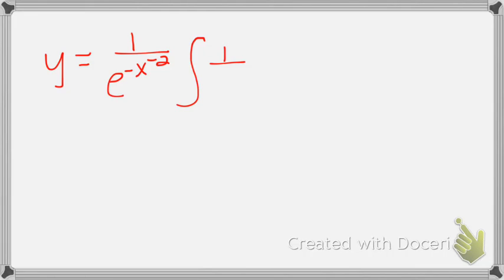Okay, so now we're going to set up the equation. So y equals 1 over u, integral q of x times u of x.